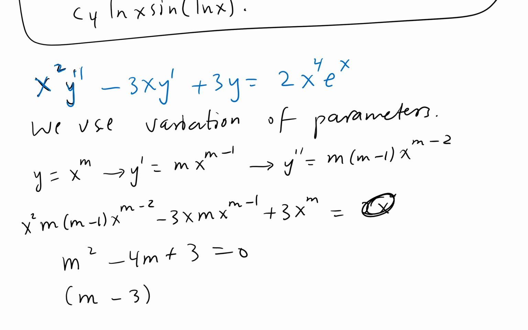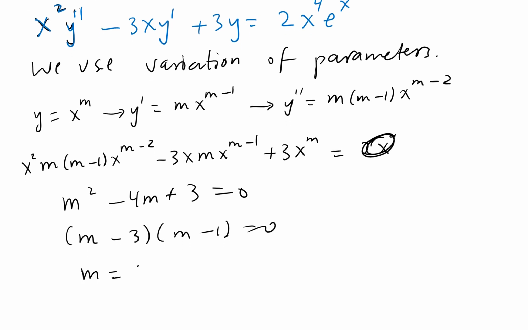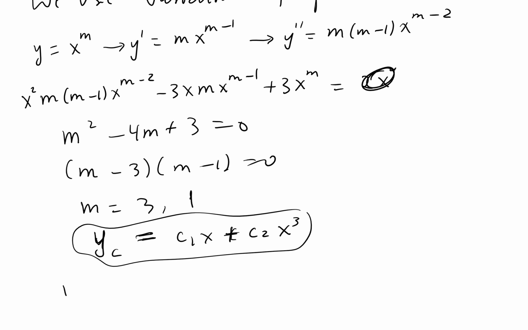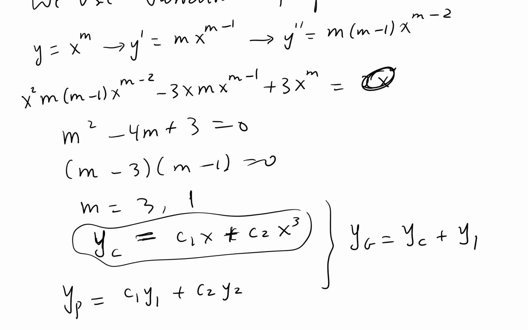Factor, so you get m equals 3 and 1. So yc is c1 x plus c2 x cubed. That's yc. We need to find y particular now, which, if you remember, is c1 y1 plus c2 y2. And from these two we get the general solution, which is yc plus yp. So we need to find what this is.